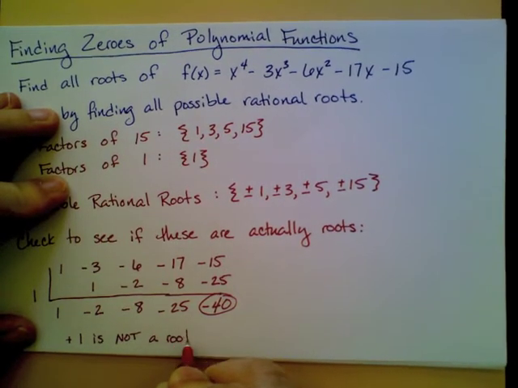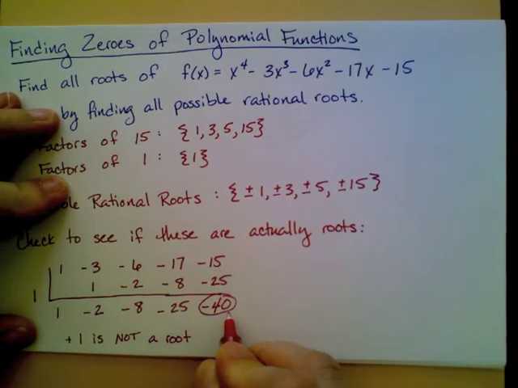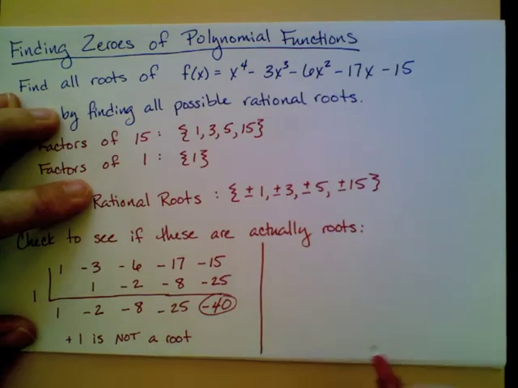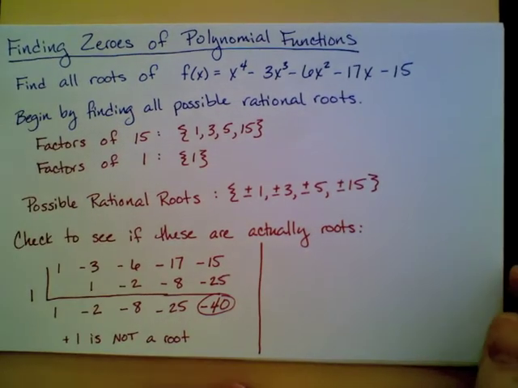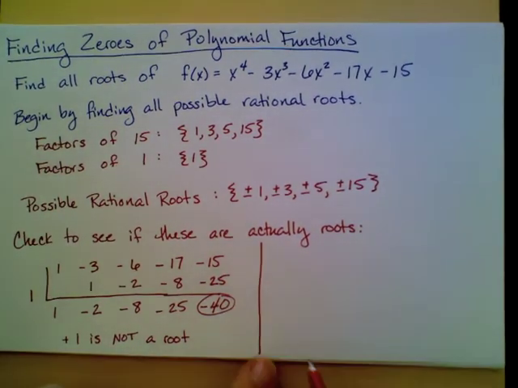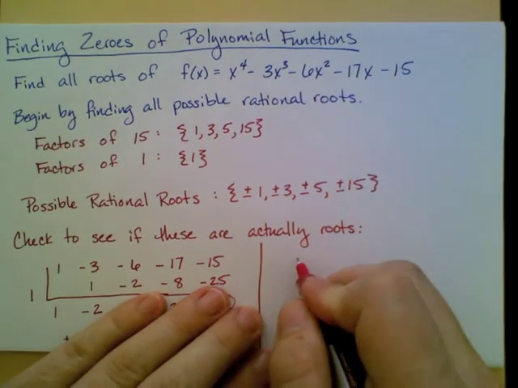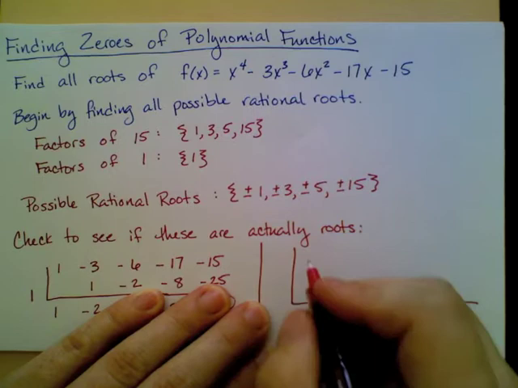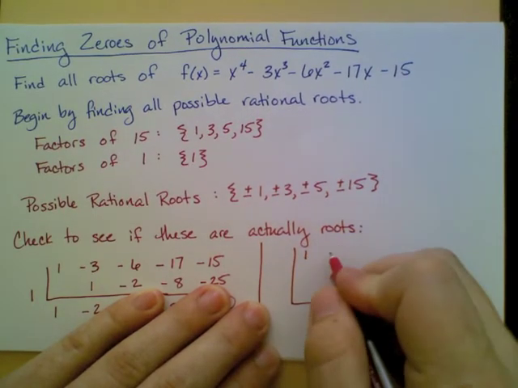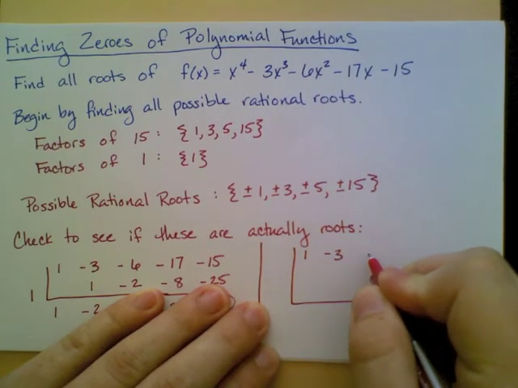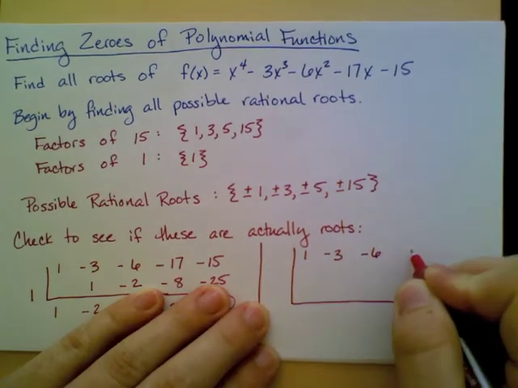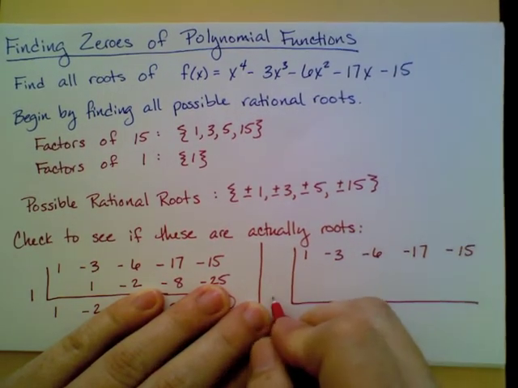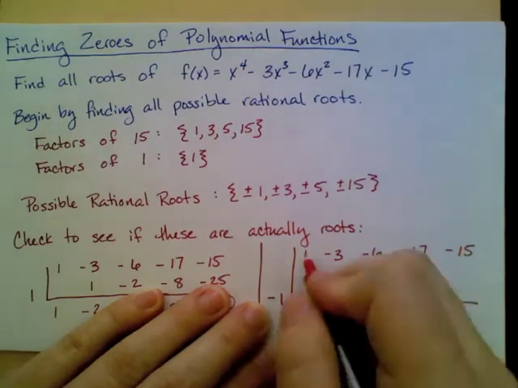And again, I know that because this remainder is not 0. So I'm going to use this space here. I've gone to using half sheets of paper so I don't accidentally go off camera when I'm writing. Hopefully that will help. I'm going to rewrite the coefficients of my polynomial. Now I'm going to test negative 1.